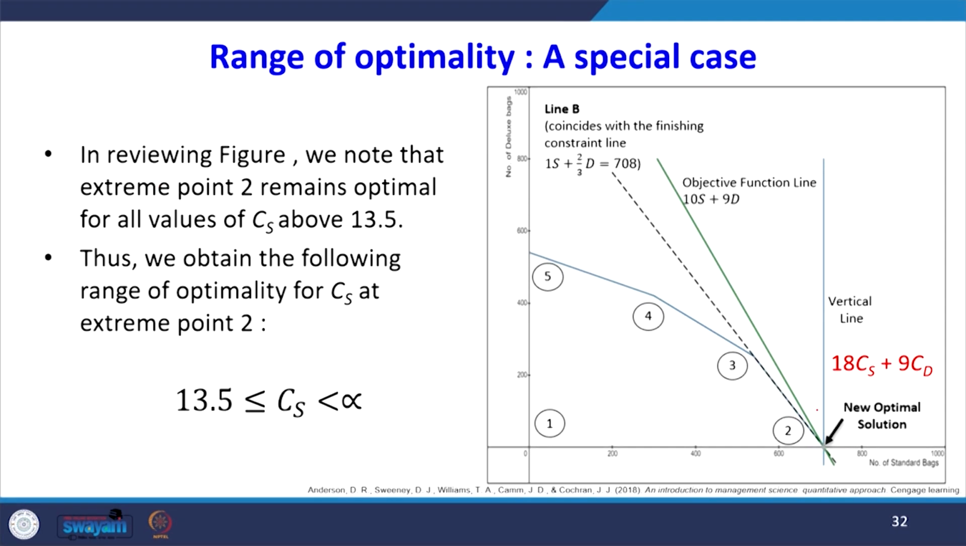In reviewing this figure, we note that extreme point 2 remains optimal for all values of Cs above 13.5. Thus, we obtain the following range of optimality for Cs at this extreme point. The lower limit for the coefficient of the standard bag is 13.5 and there is no upper limit. This is the special case of optimality when the objective function is vertical.